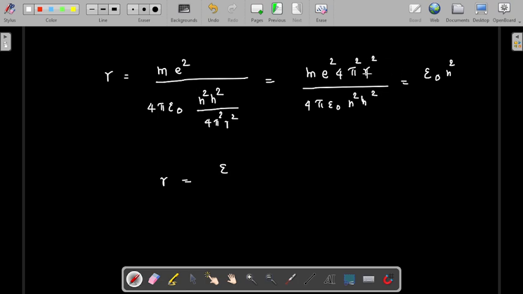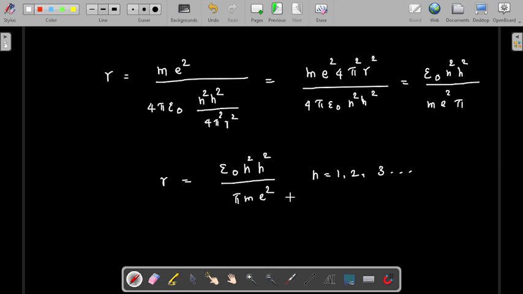So here we are making this r, we are here, and we are moving these other terms into the next term. So it will be epsilon naught n square h square divided by m e square pi. So we will get the final equation of epsilon naught n square h square divided by pi m e square. So n can be equal to 1, 2, 3, any integer value. So this is the radius of the orbital at any state. Depending on the n, we will be able to find the radius of the energy orbital.